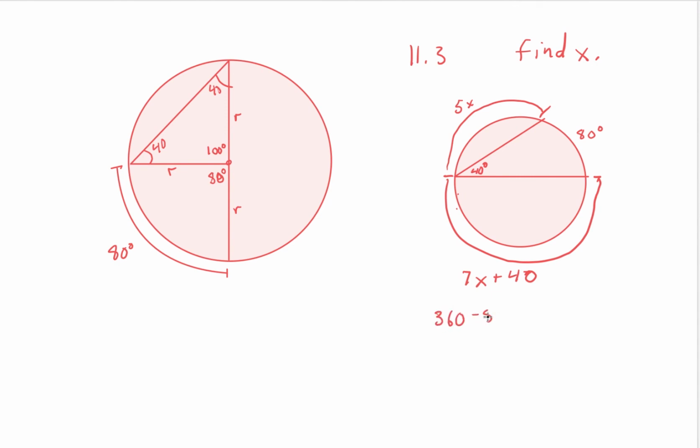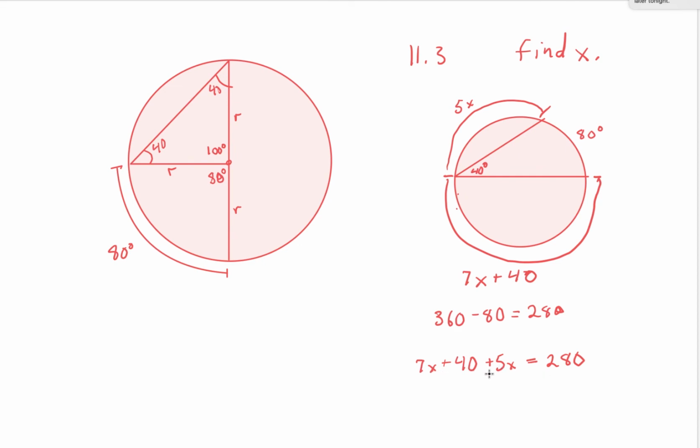All right, so if this is 80 and a circle has 360 degrees, then we could subtract 80 from 360, and we are left with 280, right? So the whole rest of the circle should be 280. So that means that this plus this should be 280. So we can add them together. We could say 7x plus 40 plus 5x equals 280.